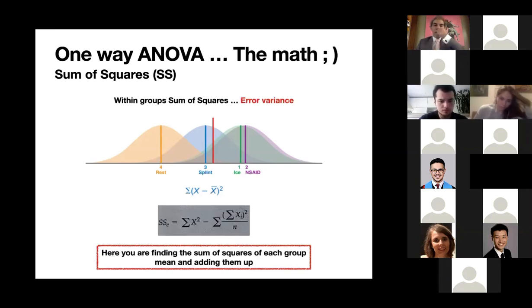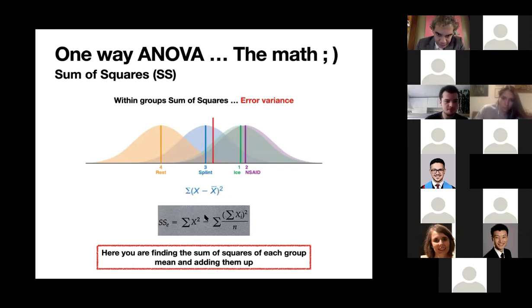Next. Now, I'll tell you about the within group sum of squares, which is my error variance. This is not my treatment effect anymore, but my error variance. And what's this? It's nothing more than finding the variance of each group. Okay? So I put it here. Here we are finding the sum of squares of each group, and adding them up. That's all.